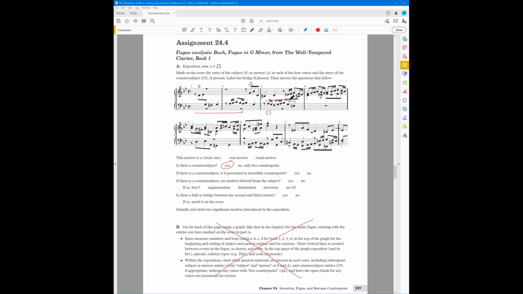Shouldn't take too long, but do take time to listen to this and carefully think about how your answers are supported in the sound of the piece.